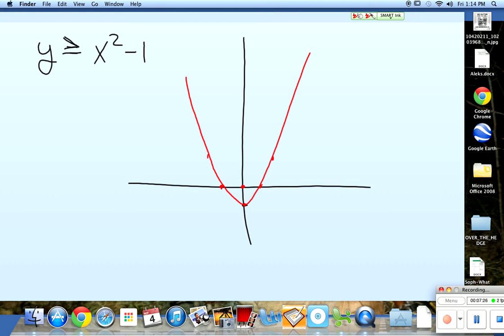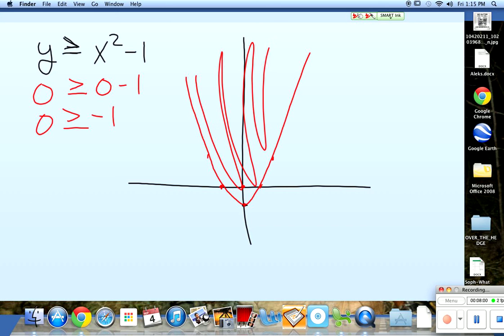So if we put 0 into this and it's true, then we know we shade into the middle. If it's not true, then this isn't one of the solutions, so we shade on the outside. All right, let's take a look. 0 is greater than or equal to, what's 0 squared? 0 minus 1. Is 0 greater than or equal to minus 1? Yeah, it's true. So we can shade in where the 0 is, right in here. That's the place where we shade it in.